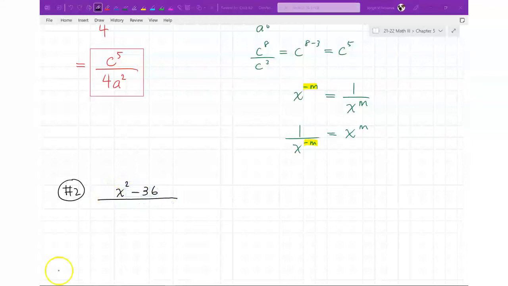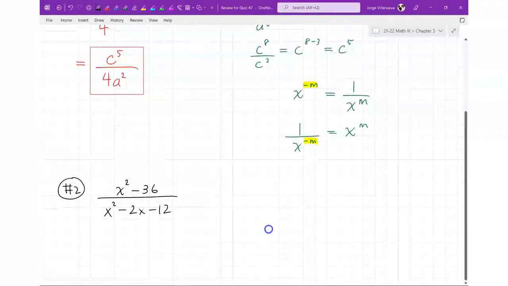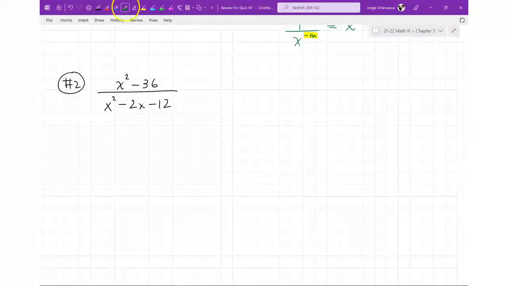Okay. So we have x squared minus 36 on top, and on the bottom, x squared minus 2x minus 12. They're going to want you to simplify. So notice the top is something that you can factor, and so is the bottom. Again, I'm going to use my green pen to signify scratch work, things that I'm doing on the side.